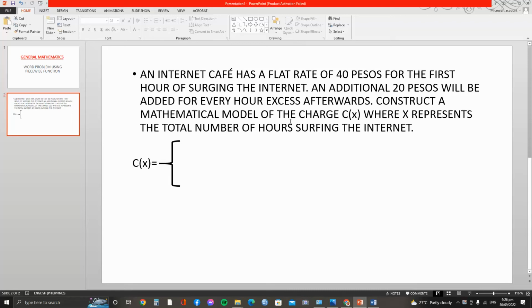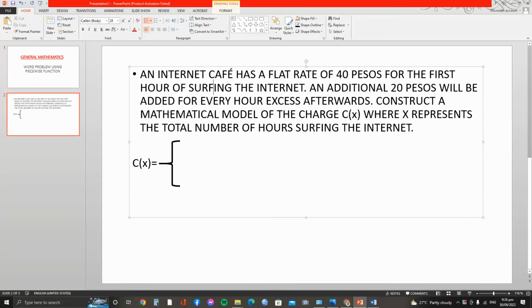So let's read. An internet cafe has a flat rate of 40 pesos for the first hour of surfing the internet. An additional 20 pesos will be added for every hour excess afterwards. Construct a mathematical model of the charge, which is represented as function c of x, where x represents the total number of hours surfing the internet.